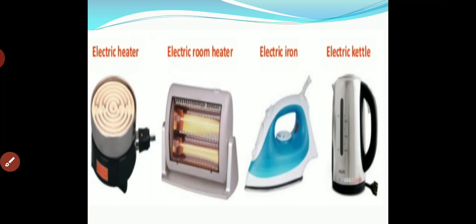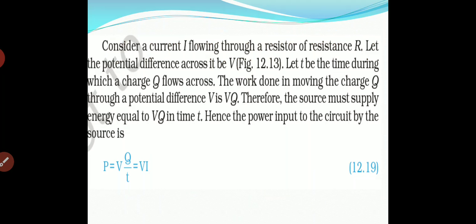Here you can see an electric heater. In an electric heater also, heat energy is produced. Same way, the electric room heater is very useful for warming a room. Same way, the electric iron is used for our clothes. Same way, electric kettles are also useful for maintaining the temperature of tea, coffee, etc.